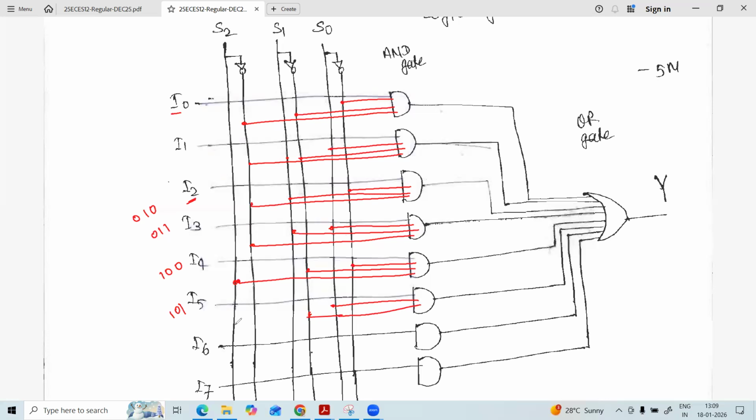And this one is 1, also without complement. Similarly, I6 is 110 and I7 is 111. So 111 is all without complement. In case of 110, S0 is with complement, and the remaining two are without complement.